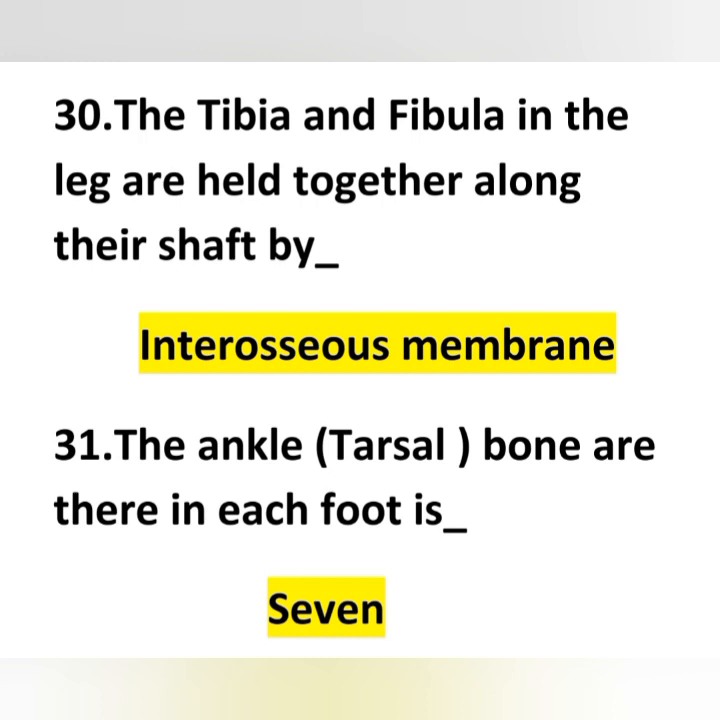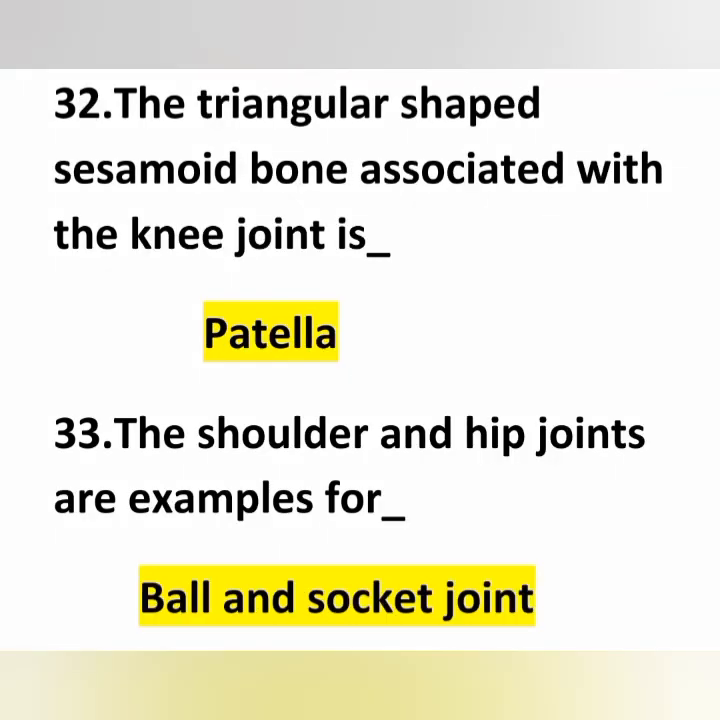And the next point, the triangular shaped sesamoid bone associated with the knee joint is the patella. That is, the patella is a triangular shaped sesamoid bone. And the next point, the shoulder and hip joints are examples of ball and socket joint. Shoulder and hip joints are examples of ball and socket joint.